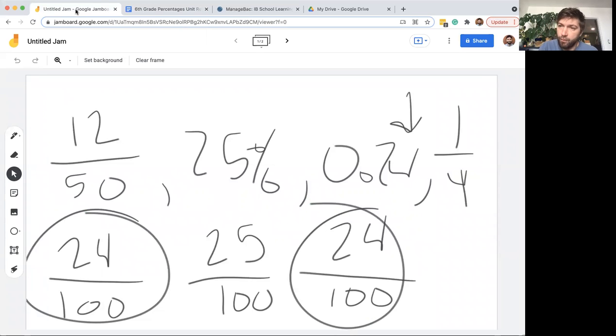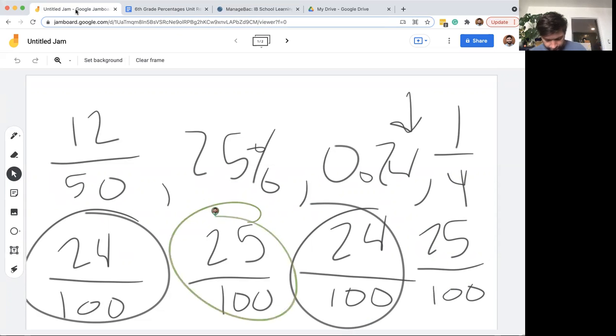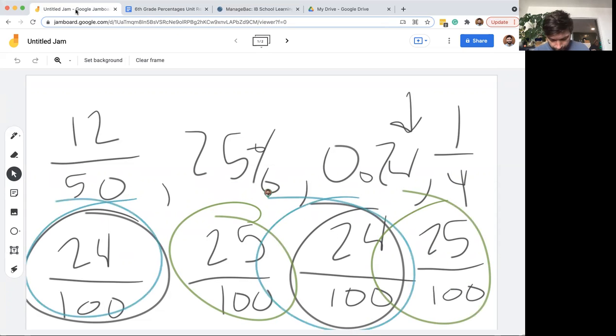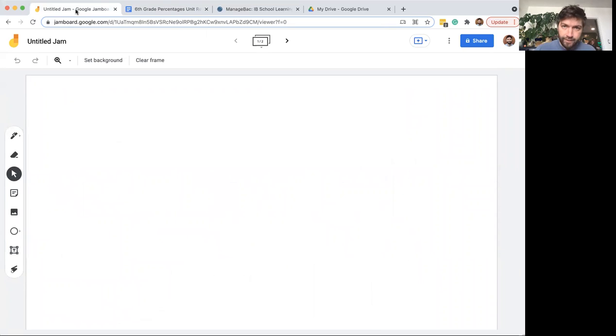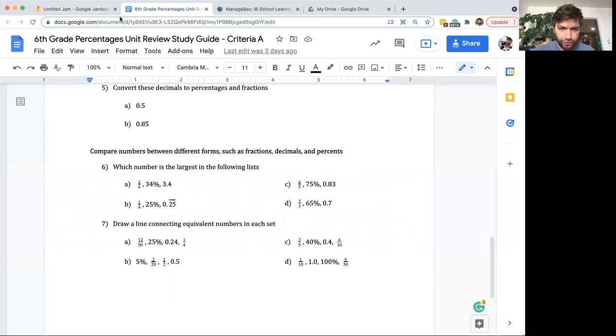And we just need to figure out what 1/4 is out of 100 to see how it compares with the others. We remember from earlier that 4 times 25 is 100. So I do the same thing to my numerator. 1 times 25, 25/100. So now I have 25/100, 25/100, 24/100, and 24/100. Bingo, bango, bongo. Okay, that's A. We'll jump to B.